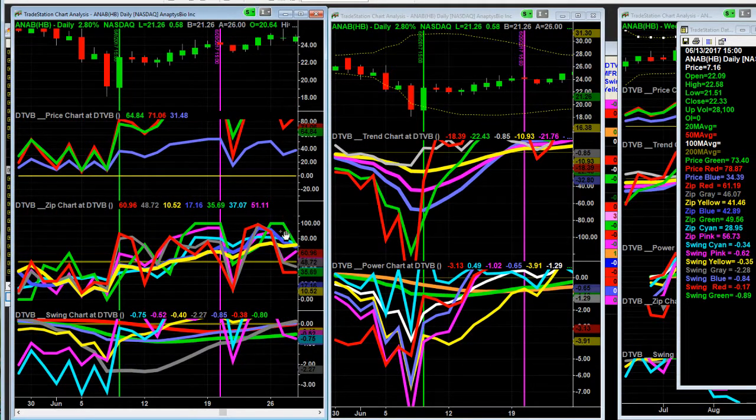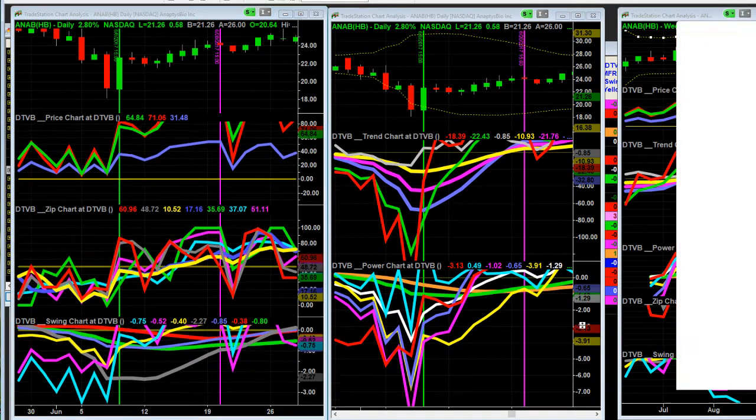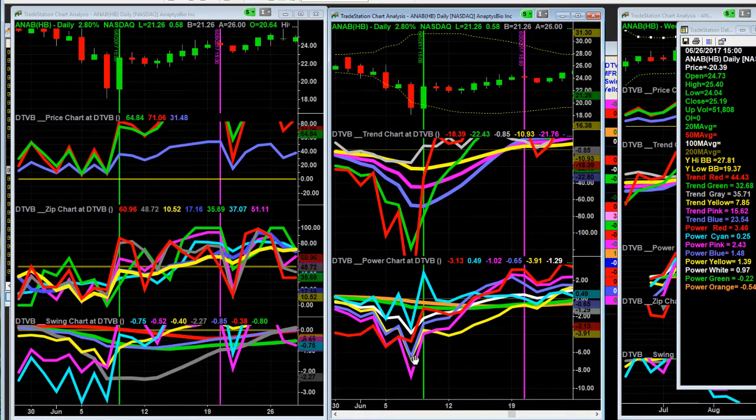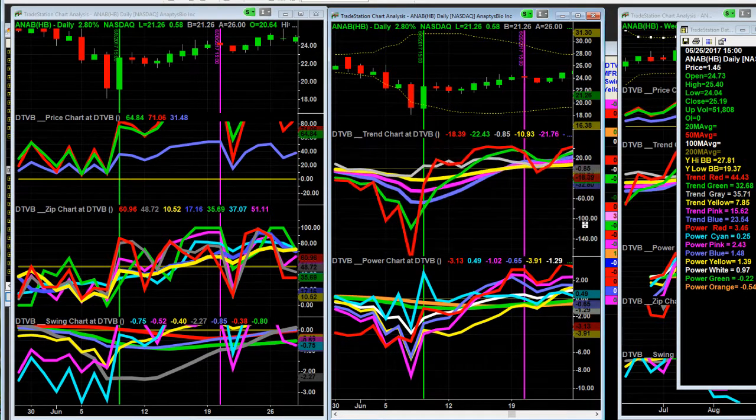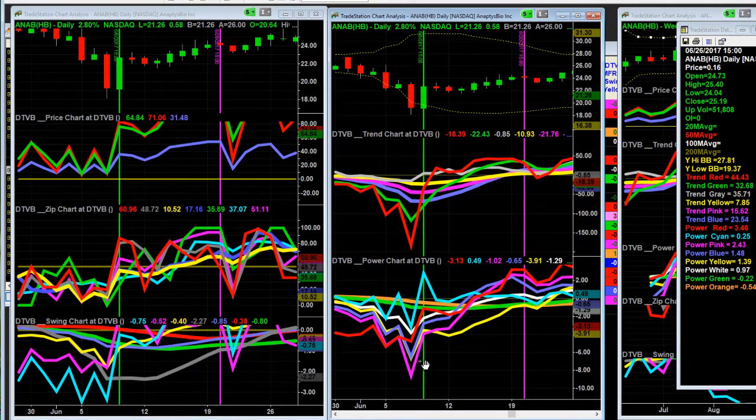Now, going to this next example, we have a green and pink line, and we have a condition that is a little bit different than what we saw before. On the day before the green vertical line here in the power chart, that was our low point, and we had a power pink that was lowest and very lowest. Power pink in this particular case was at -8. And so that's fairly good.